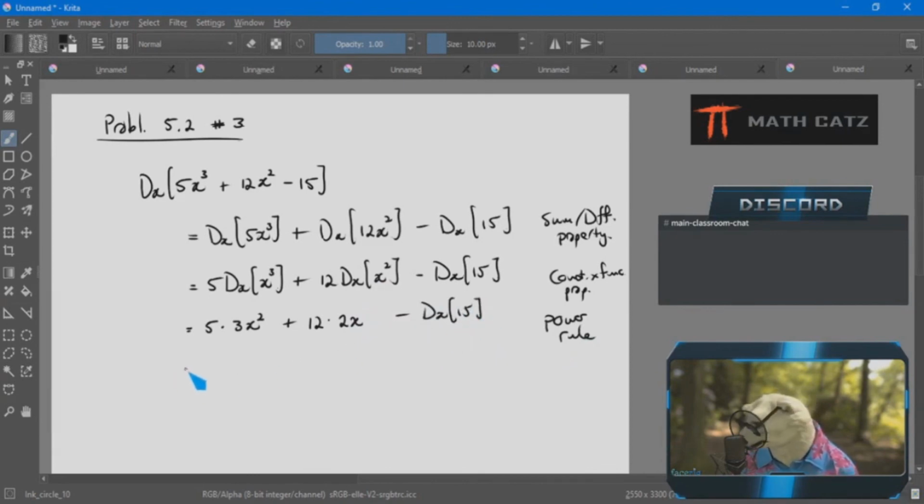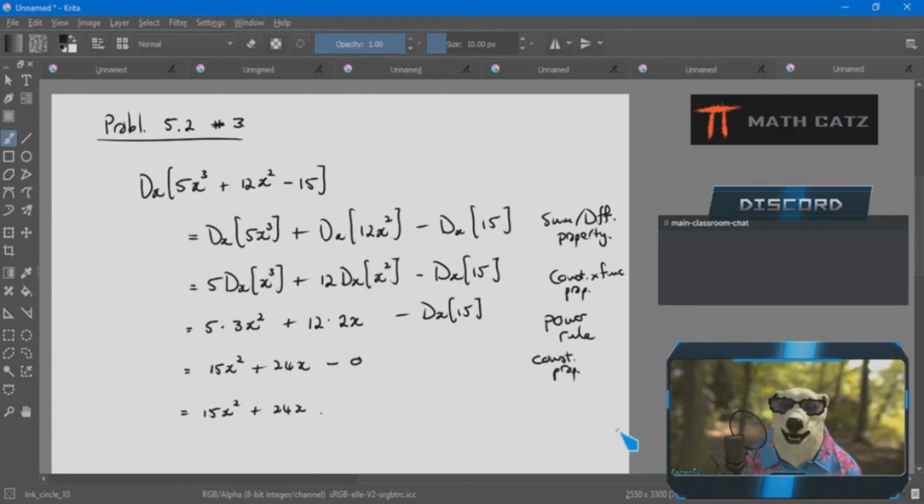I still have to figure out this last one. So now I can simplify if I want to. I could leave it like this. It really doesn't matter. I could write 15x squared. I could write 24x. I can leave them. Doesn't matter to me. Lastly, the derivative of 15 is 0 by the constant property. And then I can simplify that further. Not that I mind that the 0 is there. And we're done. Now, of course, this is our first example. I just wanted to squeeze one in.